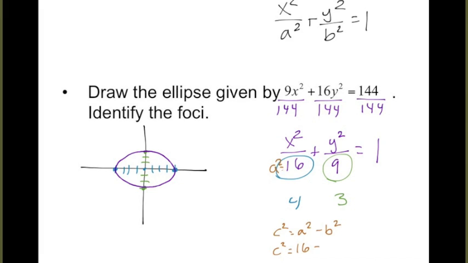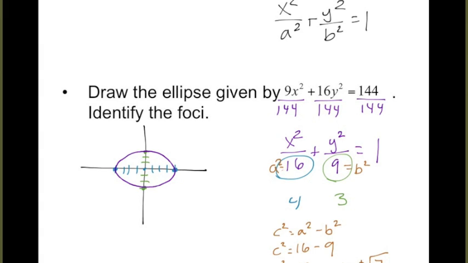A squared is the biggest number in the equation. B squared is the smaller number in the equation. So then c squared is 7, which means c is positive and negative the square root of 7. Graphically, your foci should always be in line with the longest axis. So since this thing is longer horizontally, we are going to go sideways a square root of 7.